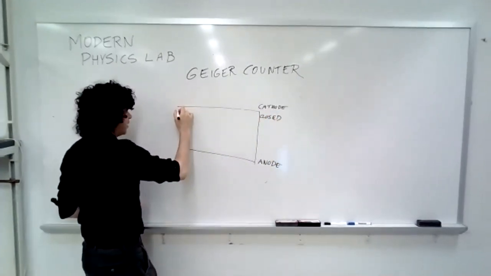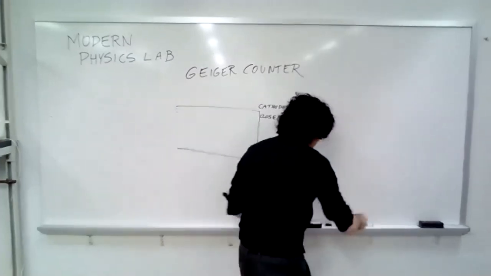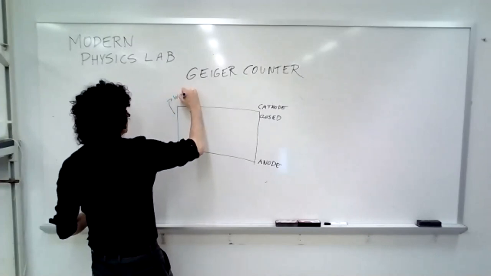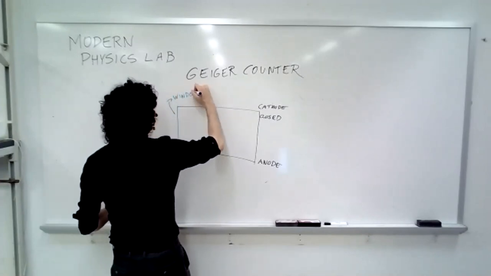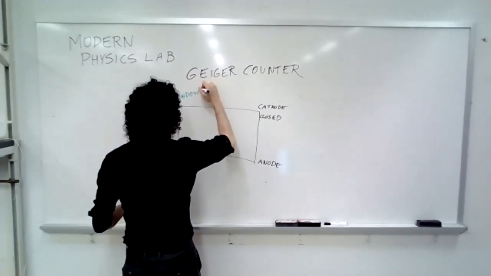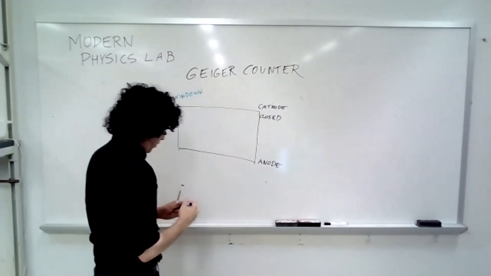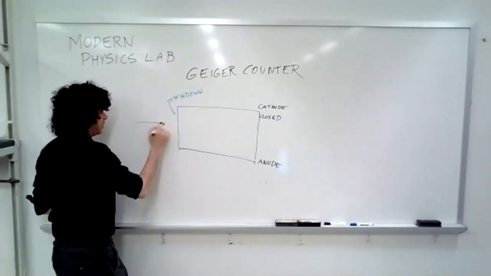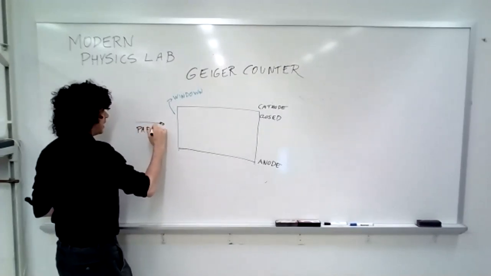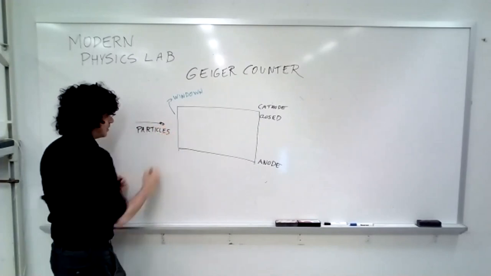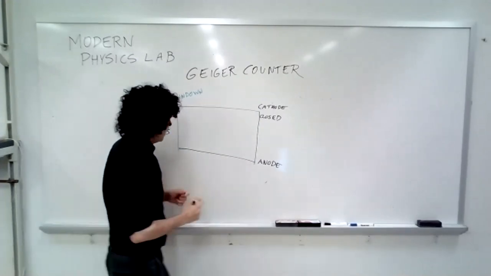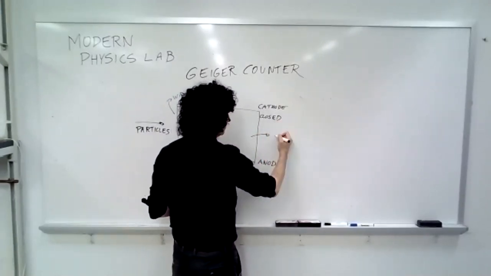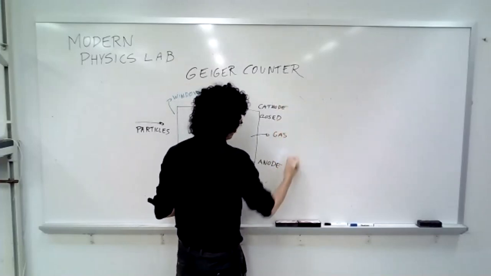On one side, there is a window here. So let me use another color. There's a window right here where the ionizing radiation can come to this side. And here inside the tube, the Geiger-Miller tube, you have a gas, a polyatomic gas.